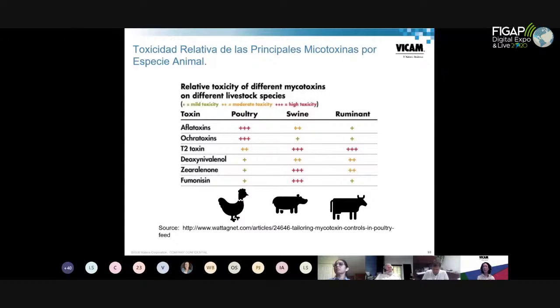Deoxynivalenol, as Diego had mentioned before, is colloquially known as vomit toxin because it can cause feed refusal in animals and vomiting.